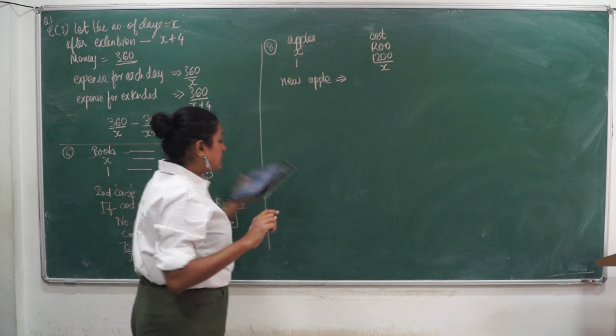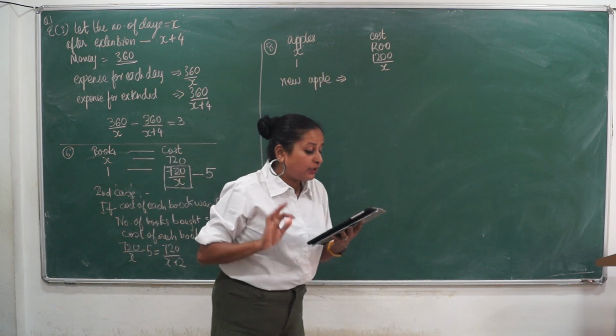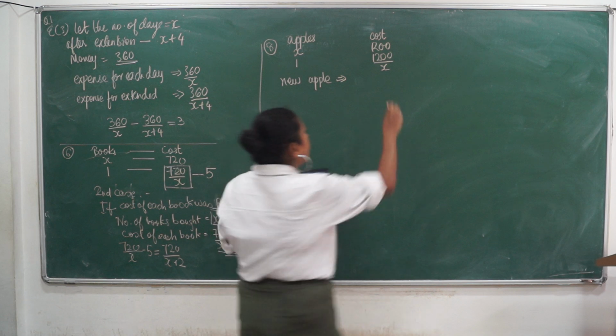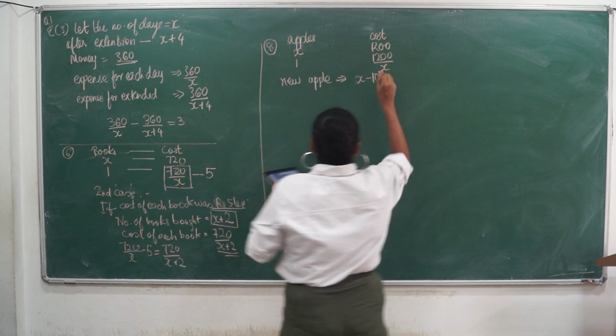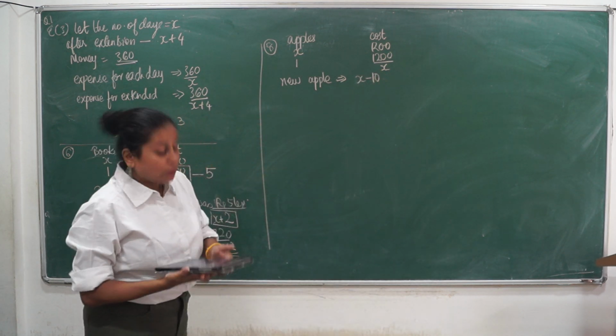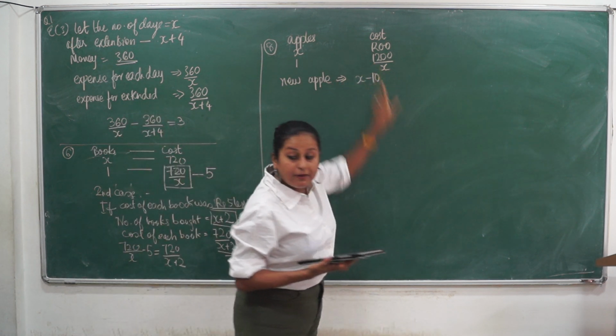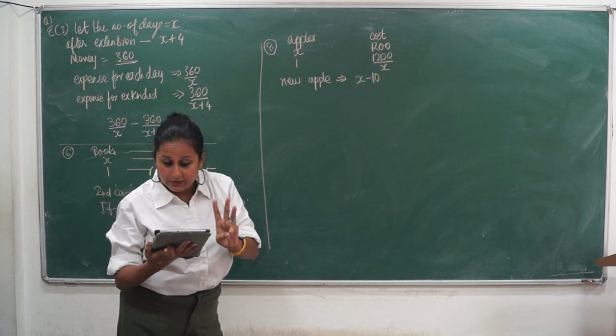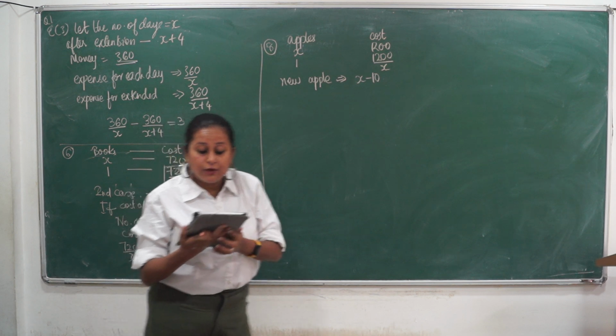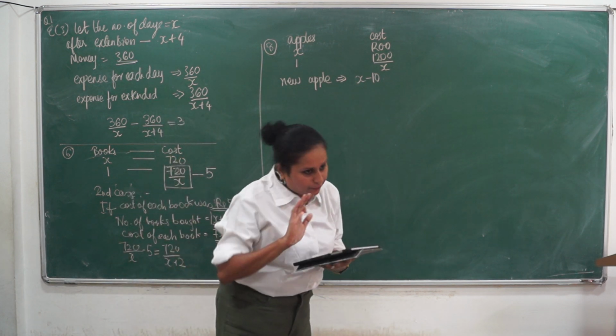x थे, उसमें से 10 were rotten. So what is the new number of apples? X minus 10. Do you agree? Yes. Okay. And he would have sold each apple, the cost of each apple, for 3 rupees more. Then the cost price of each apple.